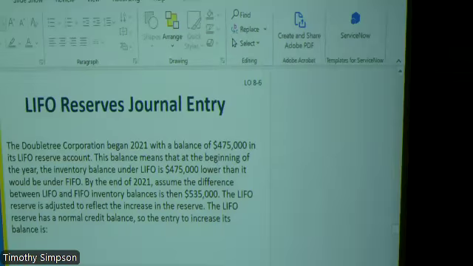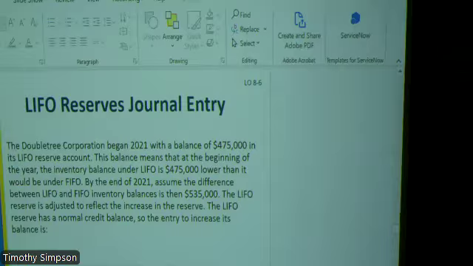And by the end of 2021, assume the difference is now 535,000. In other words, it's grown by 60,000, from 475 to 535. So what do we have to do? We have to increase the LIFO reserve, which is a credit balance because it's a contra asset, and we debit or increase cost of goods sold. Remember, cost of goods sold is an expense, so increasing that means a debit. So that's the adjusting entry that we make at the end of the year.